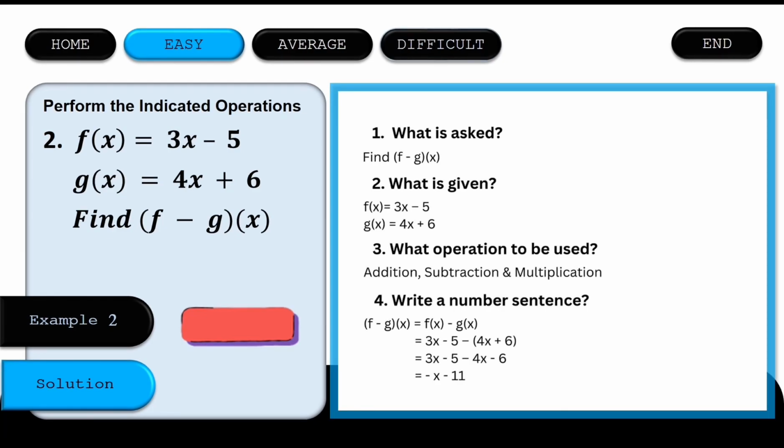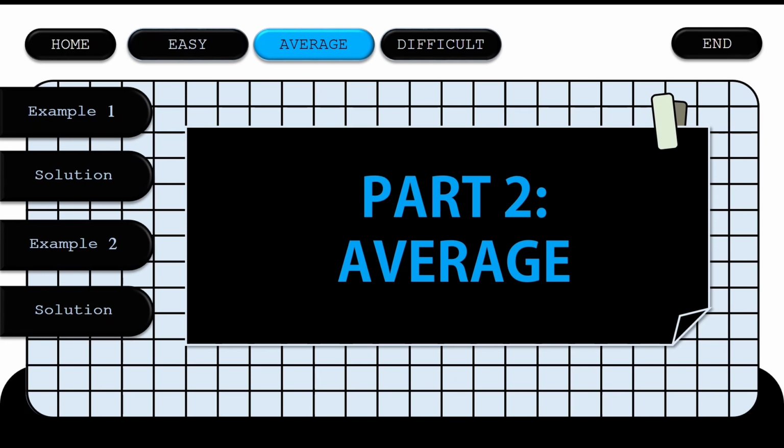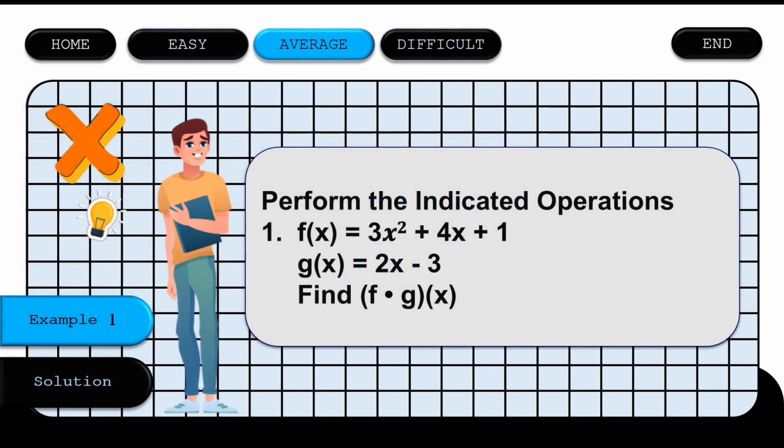Ang ating sunod, ang ating part 2 o average level. Perform the indicated operations. f of x is equal to 3x squared plus 4x plus 1. g of x is equal to 2x minus 3.